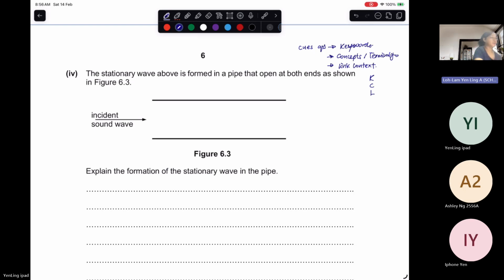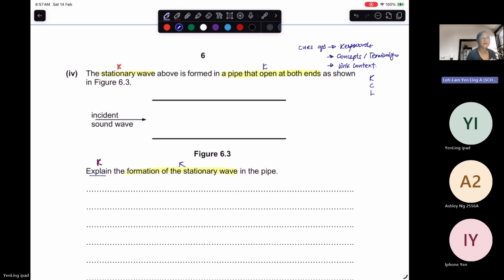So what are the keywords in the question? So you're talking about stationary wave, and then you're talking about formation of stationary wave. So this would be testing in terms of the concept. So this is my keyword, stationary wave, and it's an explain. So this is also a keyword, explain, and it's about formation of stationary waves. So this is another keyword, and there are certain keywords that illustrate the particular context, and then you have a pipe that is open at both ends. So it is not a regurgitation of definition.